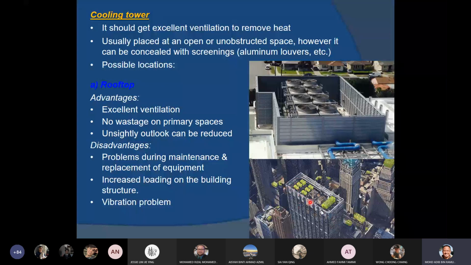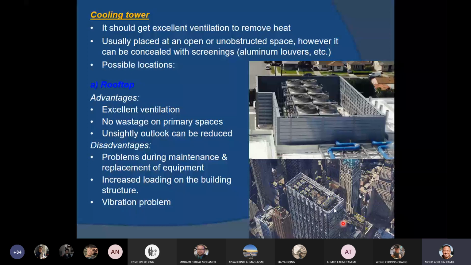But as you can see from this block, the biggest block here, you can see the cooling tower from the top, but from the elevation, from below, you don't see it. Even from the elevation that you draw, you don't see the cooling tower because of the screening. Actually at this part here there are screens to conceal the cooling tower.